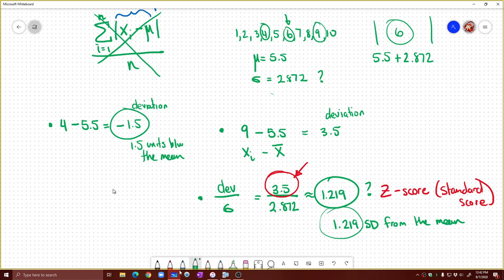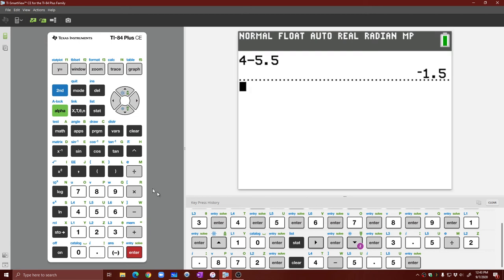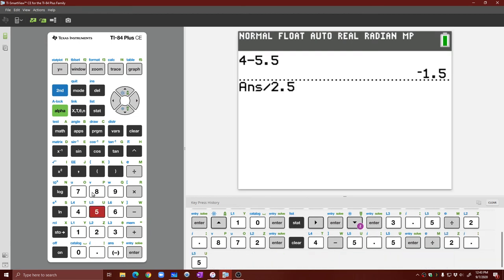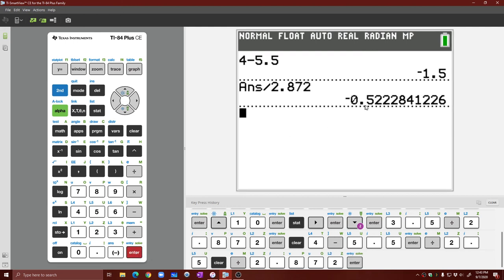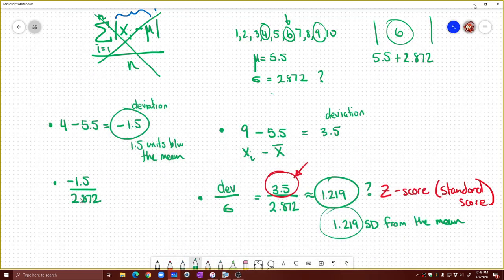Now, what do I want to do? I want to standardize that. So, is that significant? Is that more than the average deviation? Well, I'm basically comparing it to this. So in my next step, I'm going to take this number and divide it by 2.872. So if I do that, and again go back to my calculator, I'm going to divide by 2.872. Now you see I got a negative 0.522. So what does this number mean?